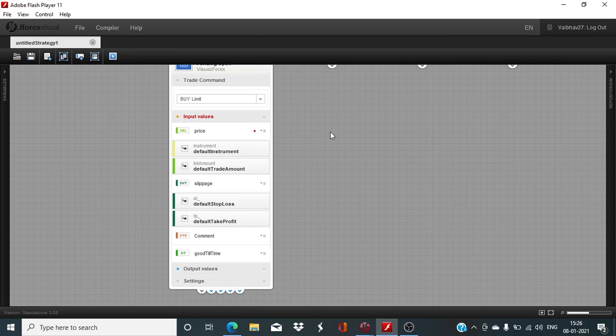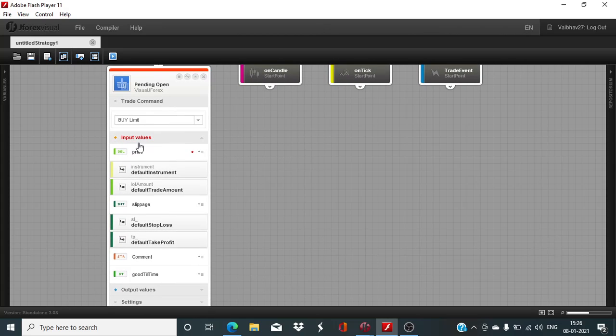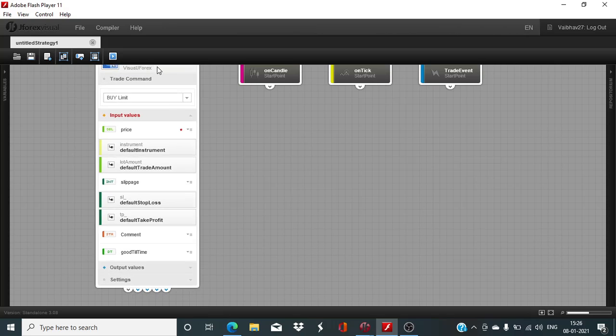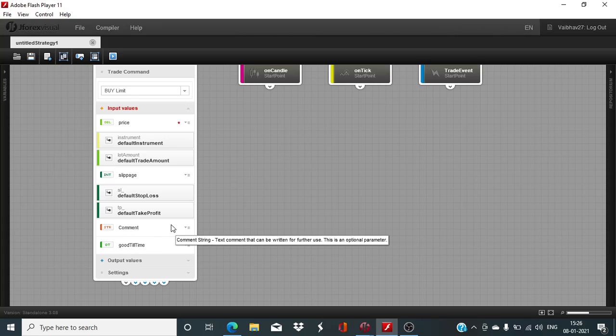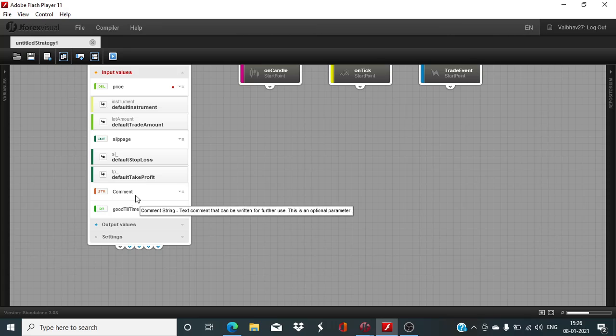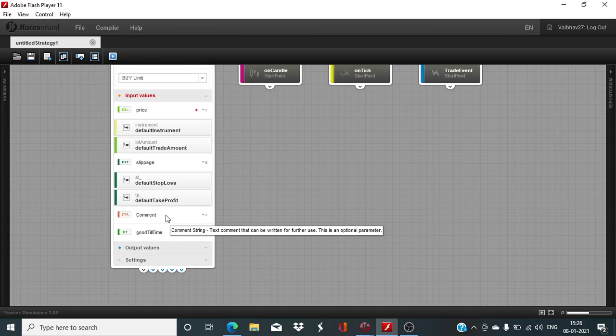We have to define these input parameters, including price, the instrument, trade amount, slippage, stop loss levels, take profit. Comments are optional. You can leave it blank if you want to, or simply to identify, you can leave any comment also. And the order validity is key, given that this order is going to be the pending open.